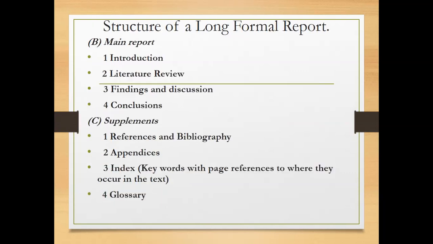Usually your background, research problem and significance go into your introduction. Then after the introduction you write your literature review, where you discuss all of the literature that you have studied to understand the problem, to understand where the gap is. Then you talk about the findings and the discussions, and then you conclude your paper.